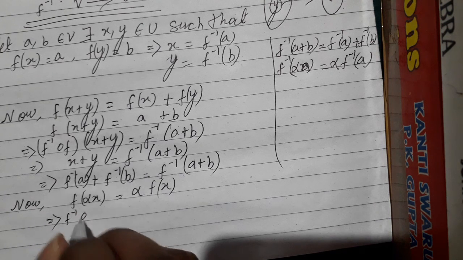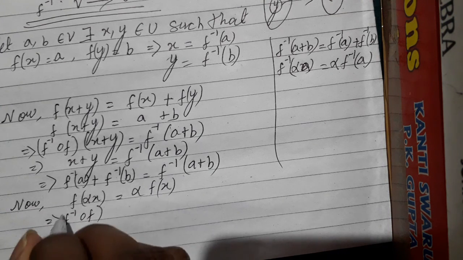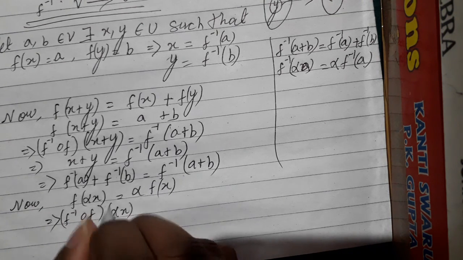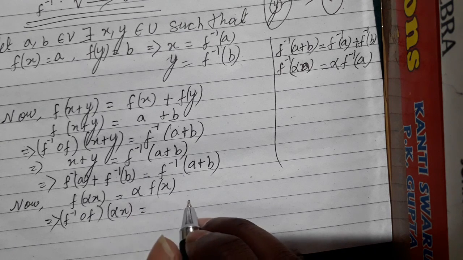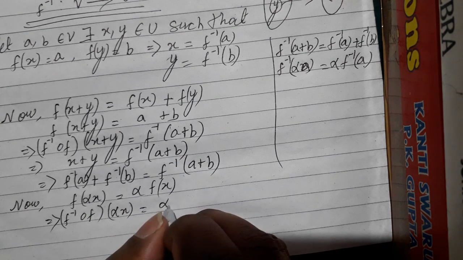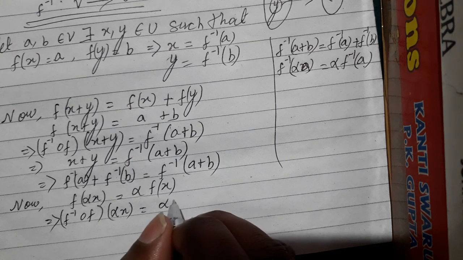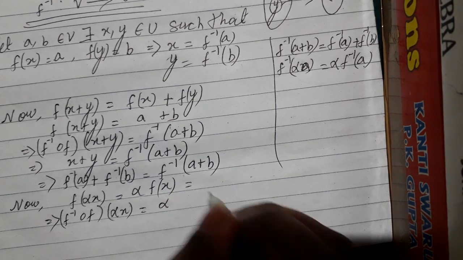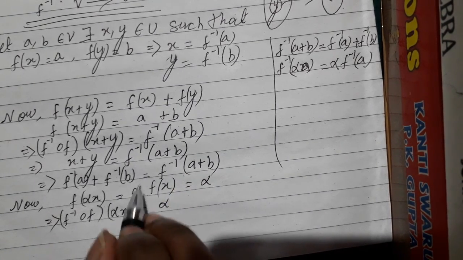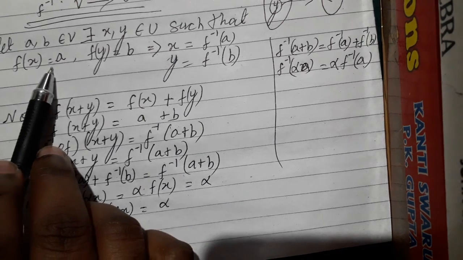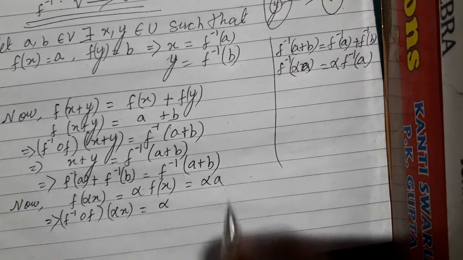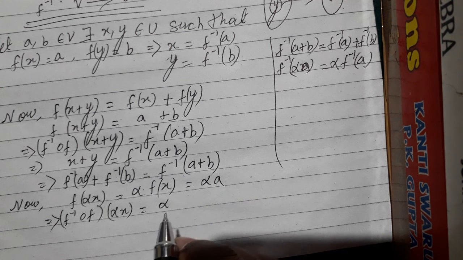Now you apply the inverse to both sides. Composite with inverse, we get f inverse f applied on alpha x, and this will be alpha. What is f of x? f of x is a. So we have here a. Okay, so we got here a, so we have here alpha a.